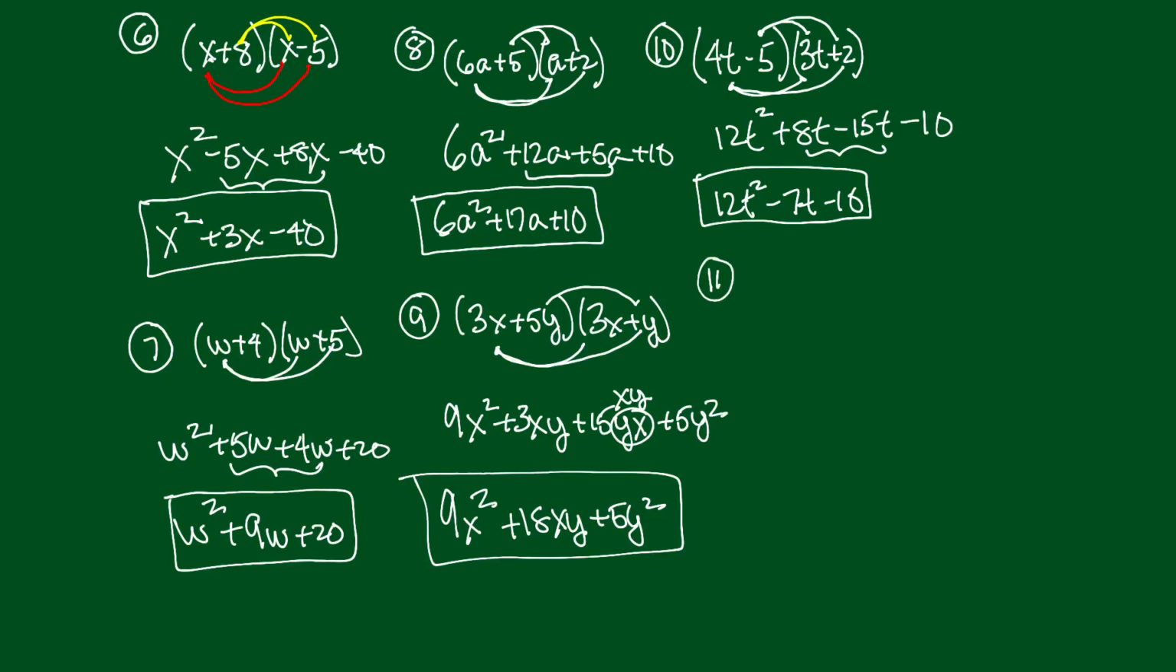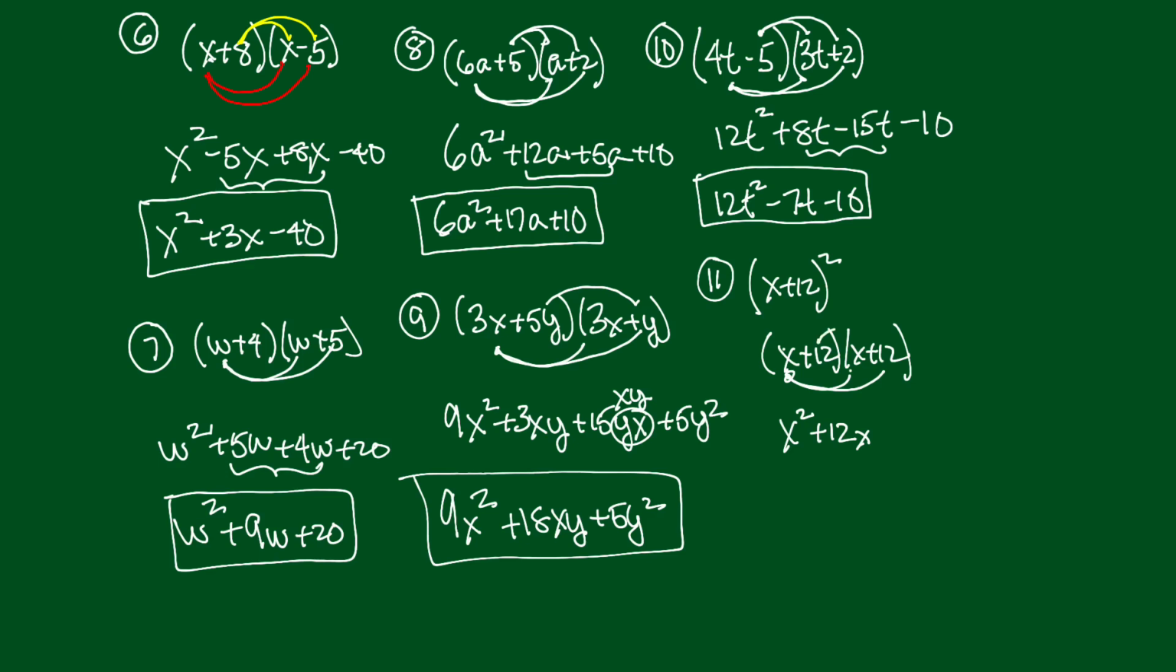Now, number 11, we're going to square this binomial, x plus 12. Okay? Now, here's what it actually looks like. X plus 12 times x plus 12. So if we do this, we're going to get x times x is x squared. And then over here, we get x times 12 is 12x. All right, so I ran the x through. X times x is x squared. X times 12 is 12x.